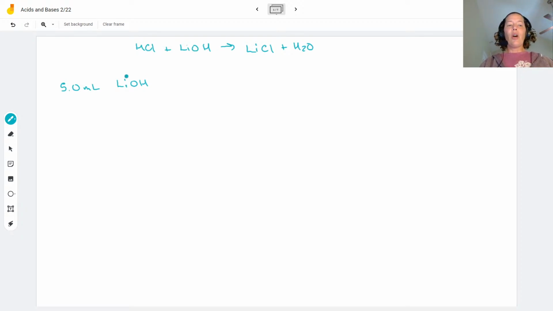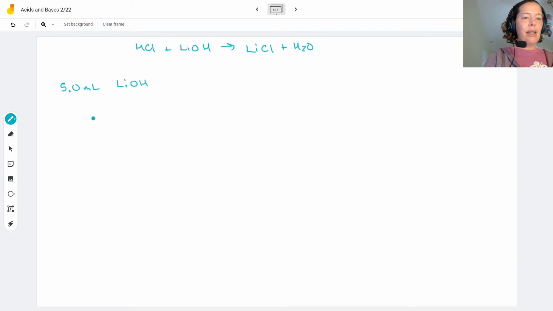Okay, so if 5 milliliters of lithium hydroxide has been added, I want to know how many moles that is, because again, I'm going to be doing stoichiometry. I think a lot of students feel like acid and base is not the same as stoichiometry, but yes, it's the same as stoichiometry. You're just using an acid and a base instead of a salt and a salt to make a precipitate. So it's the same thing. We're really just doing stoichiometry, just with acids and bases.